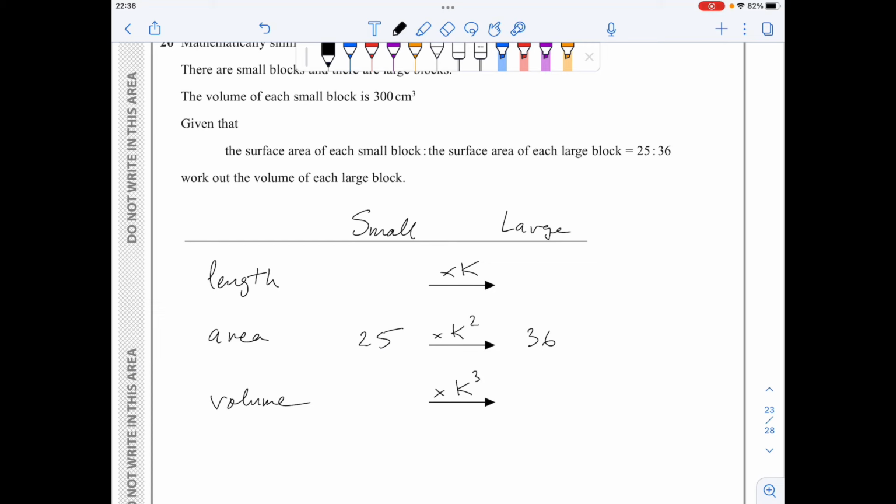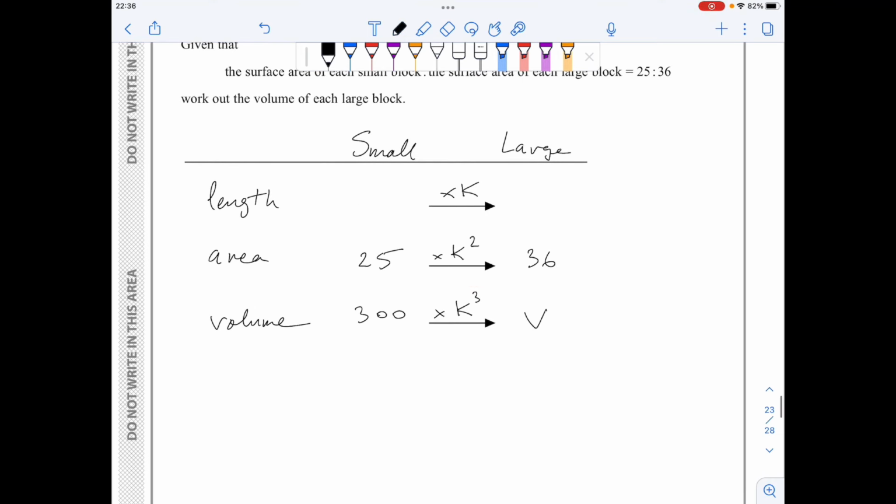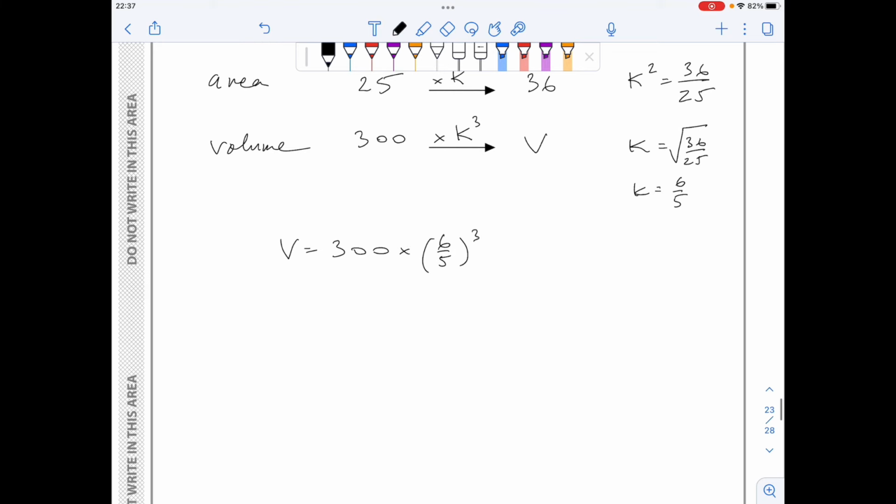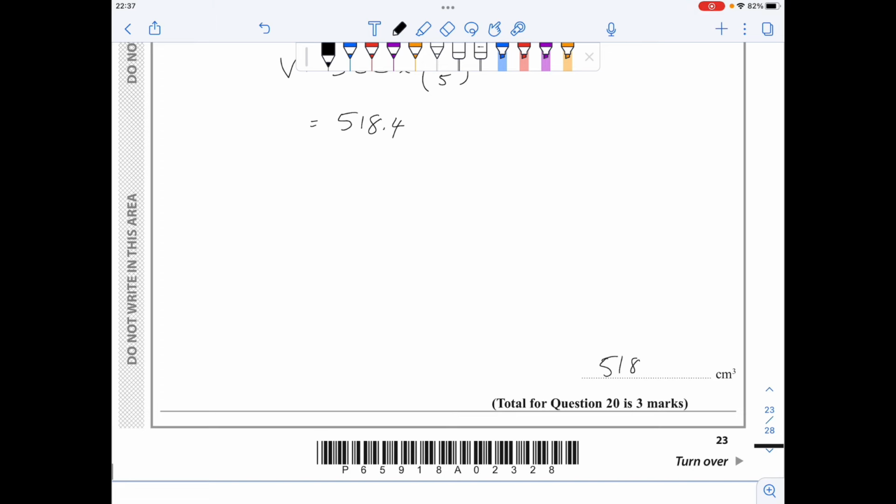We are given that the volume of the small one is 300, and I need to find the volume of the large one. So now from this relationship, I'll find k, because k squared is equal to 36 over 25. So k is the square root of this. k comes out to be 6 over 5. So the volume of the large one is equal to 300 times my scale factor to the power of 3, and this will give me 518.4, and that's the final answer.